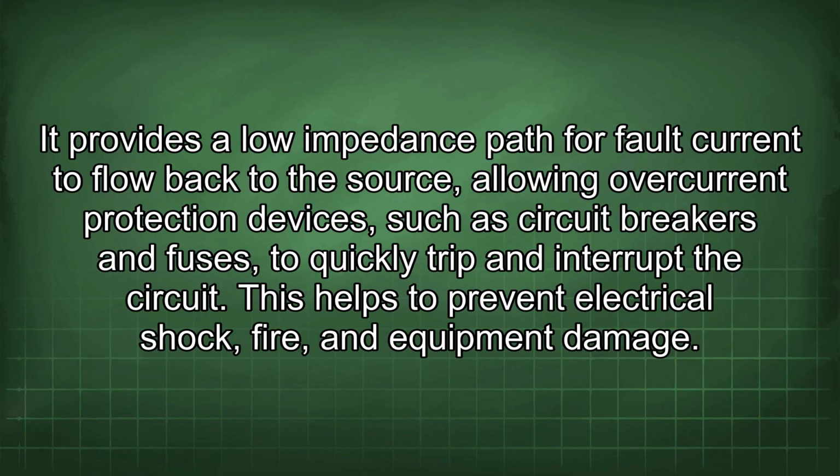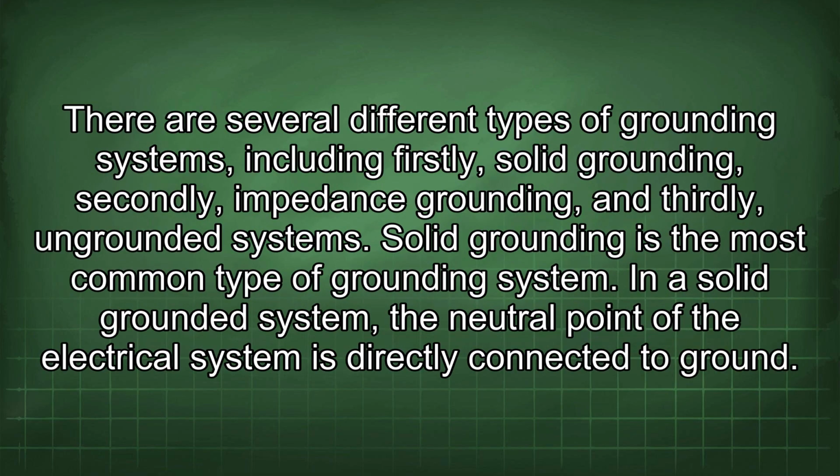It provides a low impedance path for fault current to flow back to the source, allowing overcurrent protection devices, such as circuit breakers and fuses, to quickly trip and interrupt the circuit. This helps to prevent electrical shock, fire, and equipment damage. There are several different types of grounding systems, including firstly, solid grounding, secondly, impedance grounding, and thirdly, ungrounded systems.